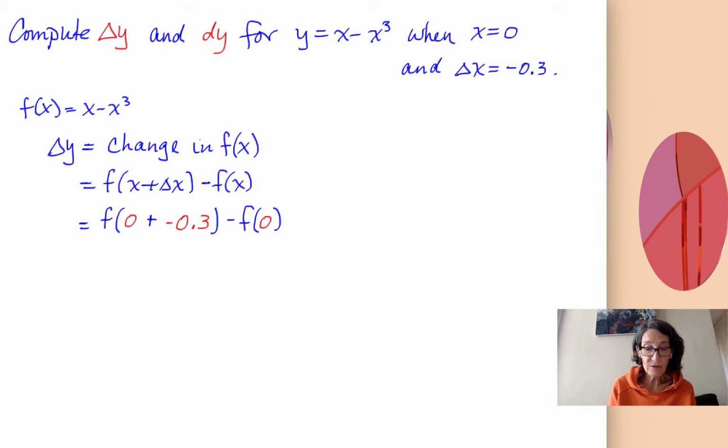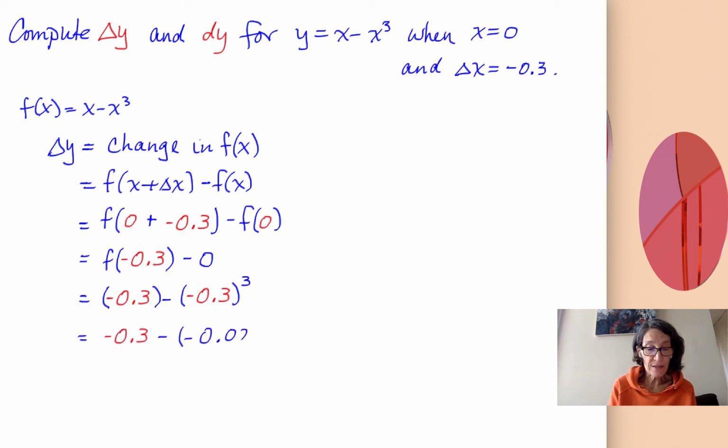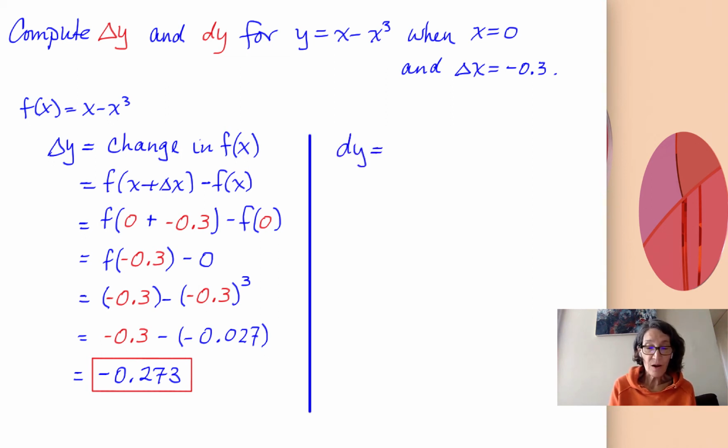All right, so f of 0 is clearly 0, because 0 minus 0 to the third. So we're computing f of negative 0.3 minus 0. So f of negative 0.3 is negative 0.3 minus negative 0.3 to the third, using f of x. All right, so plugging those in, we get negative 0.3 plus 0.027. So I get negative 0.273 for delta y. The change in f of x, the change in y as we go from x to x plus delta x.